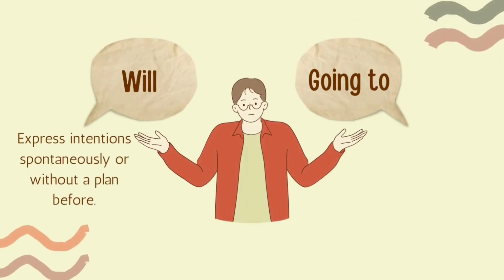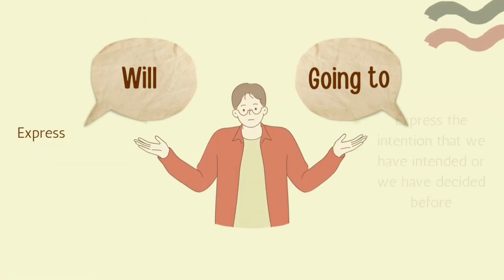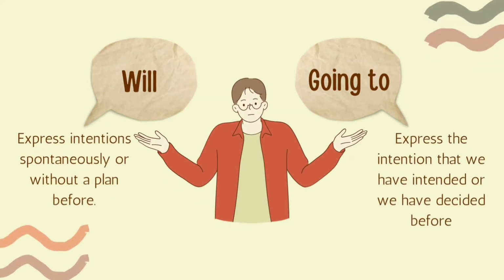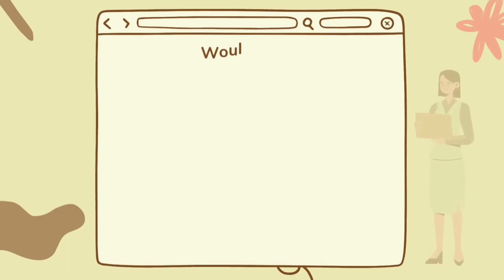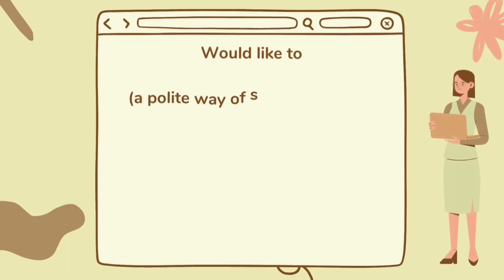In conclusion, the difference between will and going to is that will is used to express intention spontaneously or without planning. Meanwhile, going to is used to express what we have intended or decided to do before. Did you get the point? Okay, so we will continue with the following material.